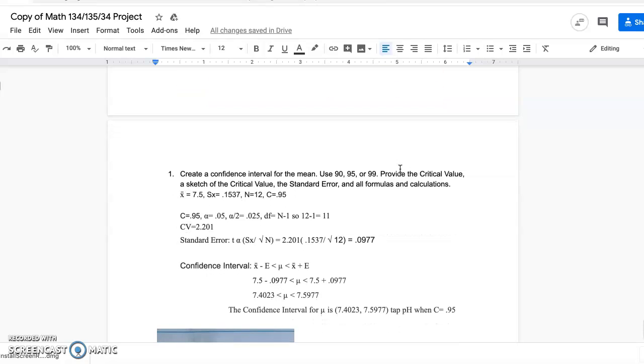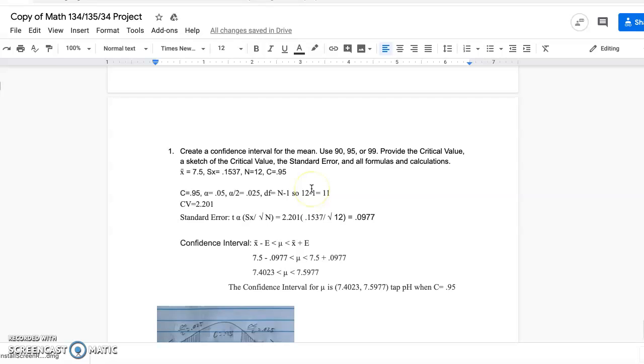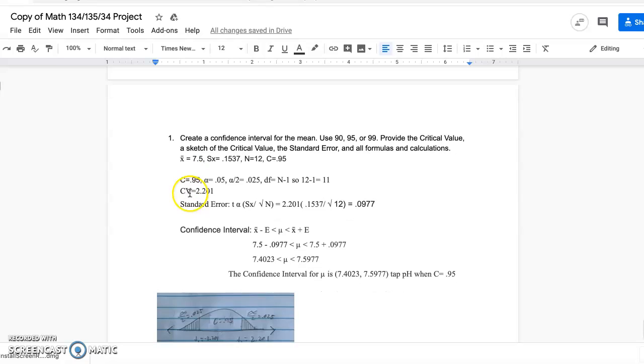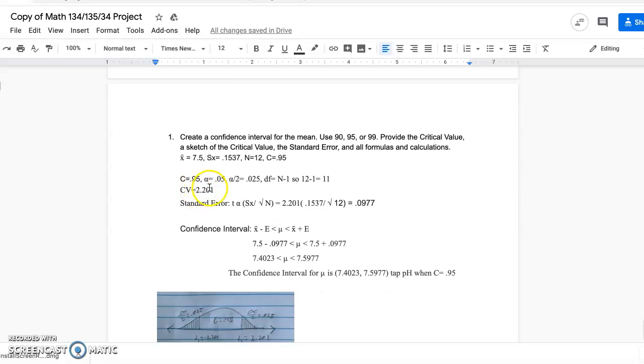For number 1, we had to choose between 90, 95, or 99, and our group used 0.95 for the C. So the x bar would be 7.5, the s would be 0.1537, and n equals 12. And then, since C equals 0.95, our alpha is 0.05, and alpha divided by 2 equals 0.025. To find the degrees of freedom, we would use the formula n minus 1. So we would plug the numbers in, and we would get 12 minus 1, which gives us 11.